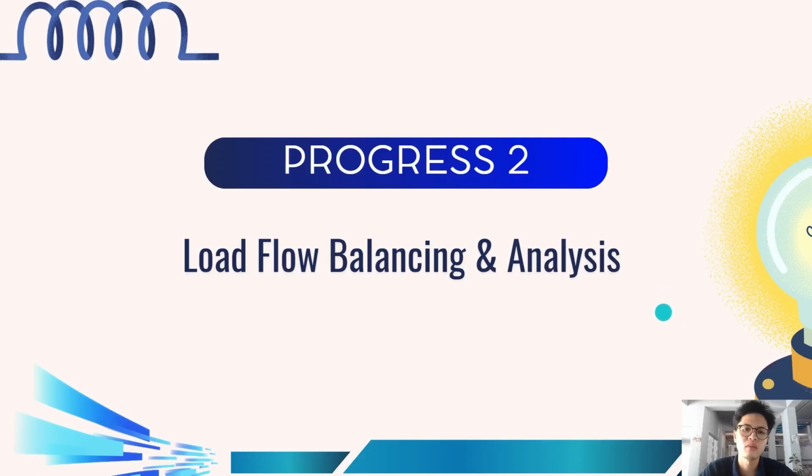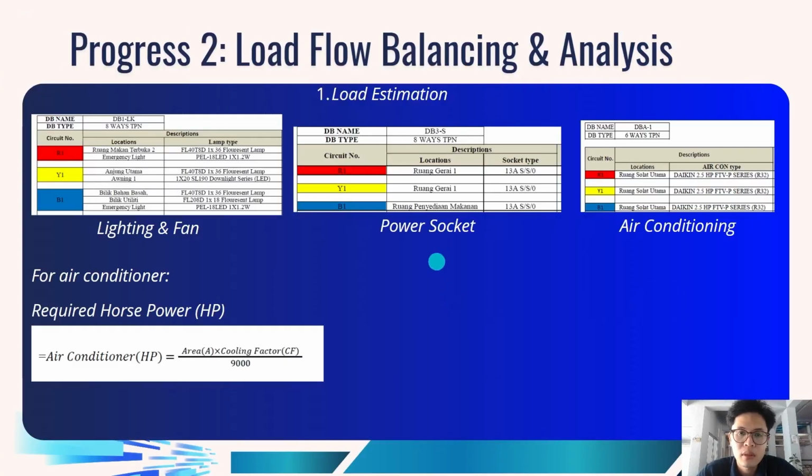In this part, I'll be presenting Progress 2, which is about load balancing and energy sinks. In Progress 2, we are required to provide distribution boards for lighting, fan, power socket, and air conditioning with balanced loads. The first one is the load estimation. We categorize it into lighting, fan, power socket, and air conditioning. For the lighting loads, we can refer to Progress 1.